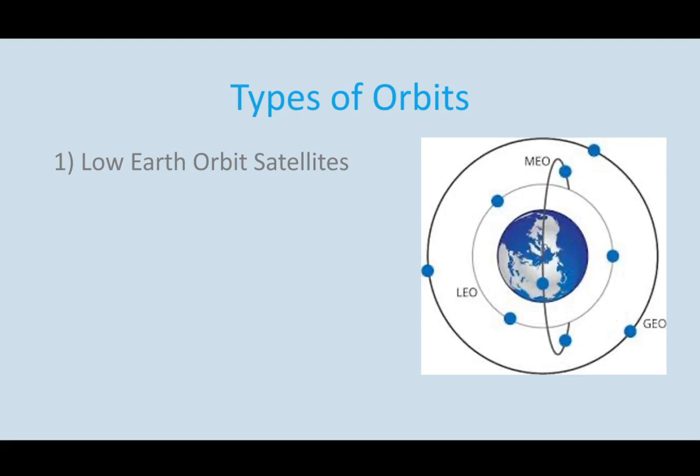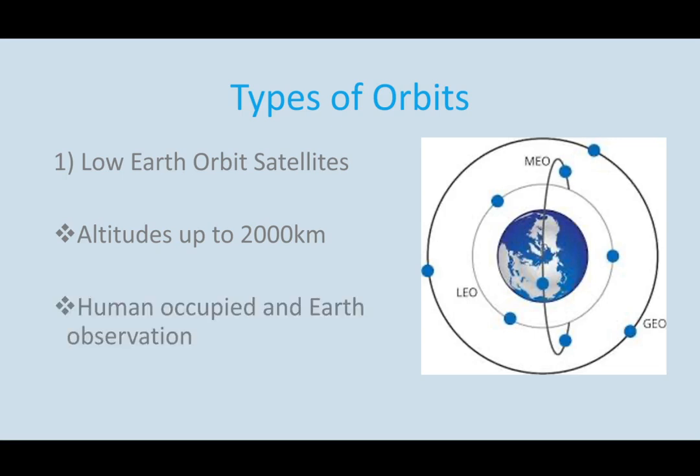We're going to look at the types of orbits. These are three different types of orbits that satellites could be in around Earth. We have low Earth orbit satellites, which you can see on the graphic as LEO. These are anything orbiting Earth up to an altitude of 2,000 kilometers. These would be things that are human occupied, such as the International Space Station, and anything used for Earth observation, like radars or satellite imaging.